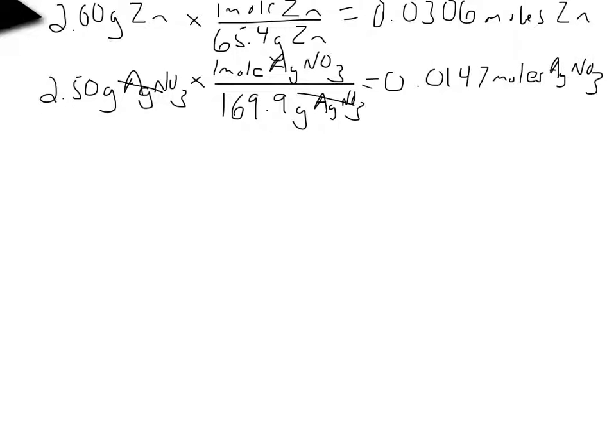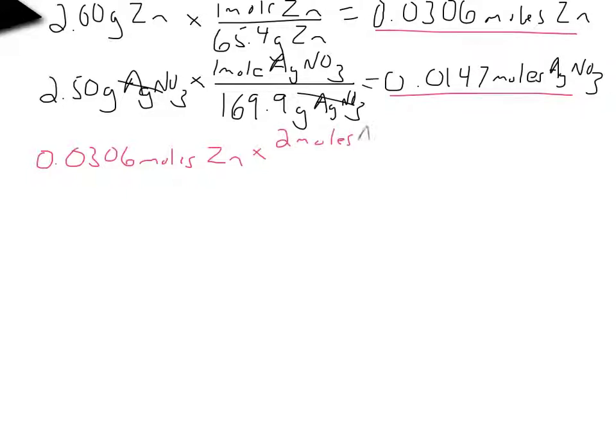Alright, so at this point we need to figure out which one of these is the limiting reactant. And really you can choose either one of these. You can either choose the moles of silver nitrate or the moles of zinc, and you're going to convert it based on the stoichiometry to the other to see how much you need. So let's take a look at this. We can take 0.0306 moles of zinc, and we want to know how many moles of silver nitrate that would be. Based on the stoichiometry, there are 2 moles of silver nitrate for every 1 mole of zinc.